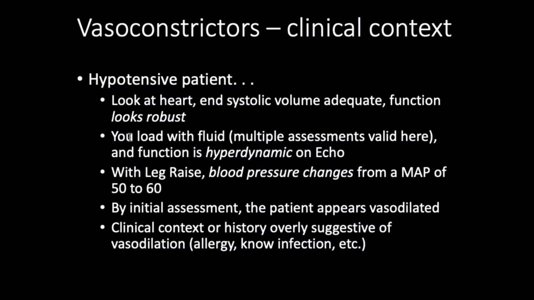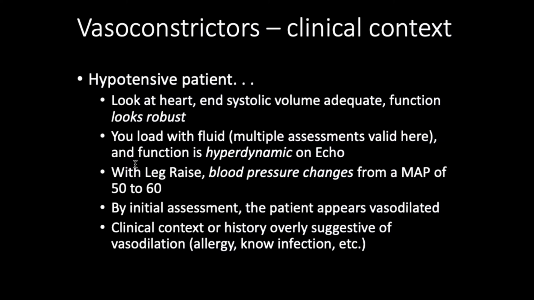So you've loaded now another patient. Let's say you've loaded the patient with fluid, and then your function is hyperdynamic on echo. So again, you've done pretty much everything you can to help oxygen delivery, assuming that your crit is okay. You've given the patient fluids. You've asked yourself, do I need an inotrope? The answer is no. And then what's left? It's picking up the blood pressure with a constrictor working on the periphery.